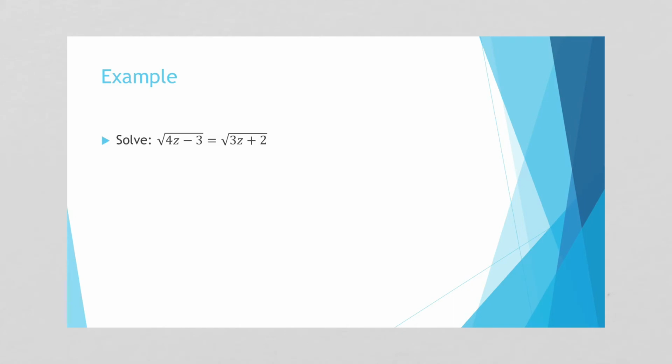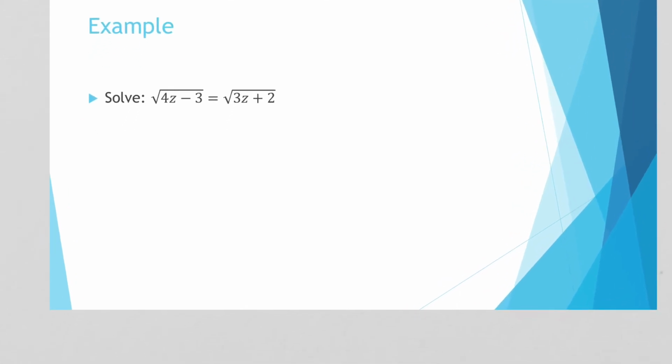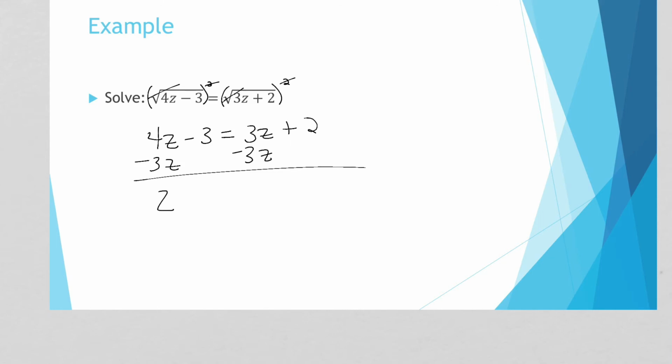So what if you have radicals on both sides? It looks harder, but it actually isn't. This one's actually easier than the last one we did, I feel like. So we're going to square, and guess what? This 2 gets rid of that radical, this 2 gets rid of that radical. So you're left with 4z minus 3 is equal to 3z plus 2. So then I would subtract 3z. I always grab my smaller variable term and move it. So I've got z minus 3 is equal to 2.